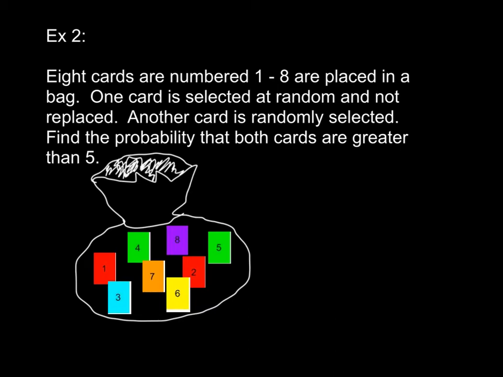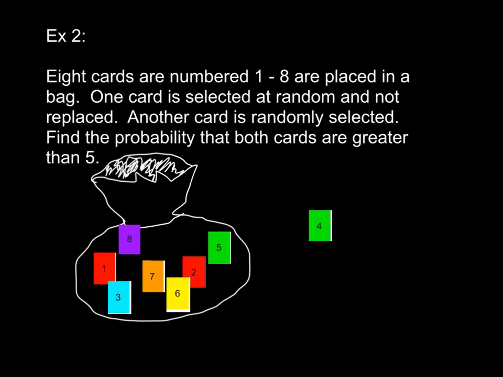Let's look at another example. Now we have a bag, and in that bag we have 8 cards, numbered 1 through 8. In this particular situation, we reach in, we randomly take a card out of the bag, and we leave it out of the bag, and we reach into the bag and randomly pull another one. And we have to find the probability that both cards are greater than 5.